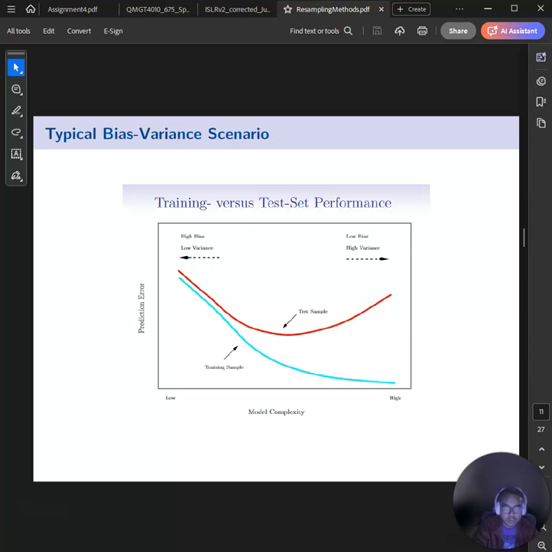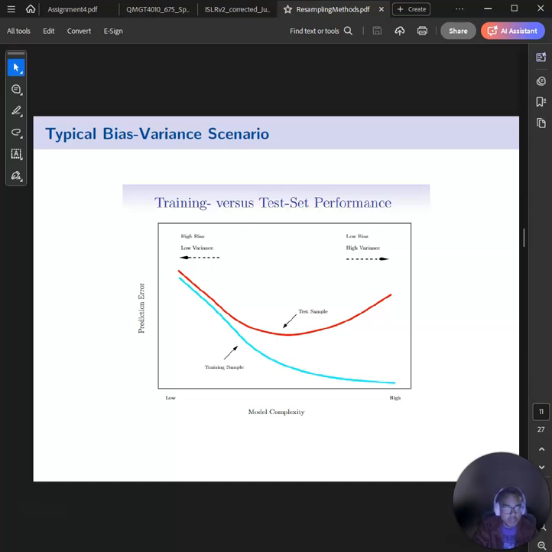The test error, which is the red line over here, initially decreases but then starts to increase after a certain point. On the left side, we have models with high bias and low variance. These are simple models that make strong assumptions. On the right side, we have models with low bias but high variance. These are complex models that are potentially highly sensitive to training data.